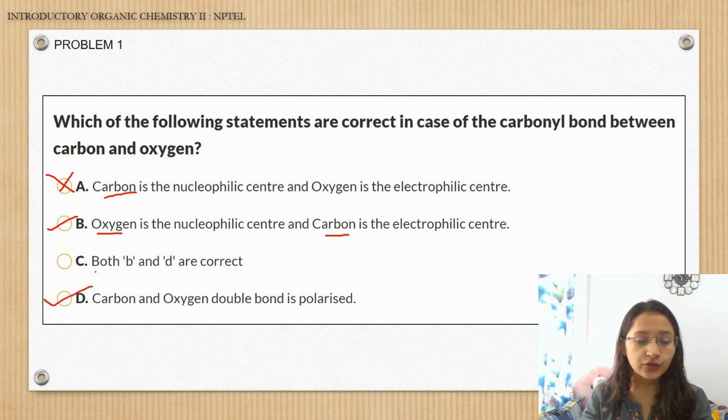So now the correct option will be C, that both B and D are correct. Option B is correct, we have seen, and option D is also correct. So the correct option will be C, right? Have you got my thing? Yes, ma'am. Okay. So I'm proceeding to problem 2. I hope this answer is clear to all of you.